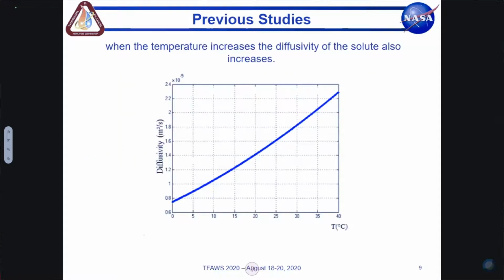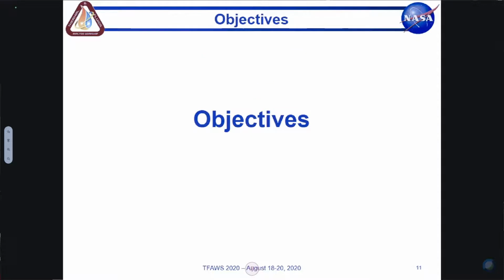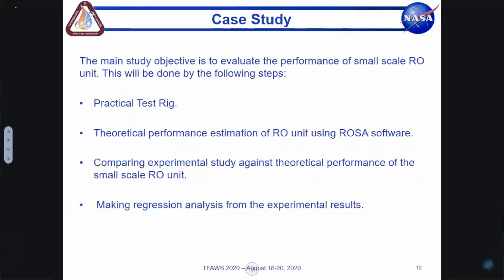The second study is by Lilan de Safoy. They concluded that the temperature of the feed solution of the membrane desalination system had several effects. Once temperature increases, the diffusivity of the solute also increases, and the desalination energy consumption decreases. As we see from the figure here, as temperature increases, the diffusivity increases also.